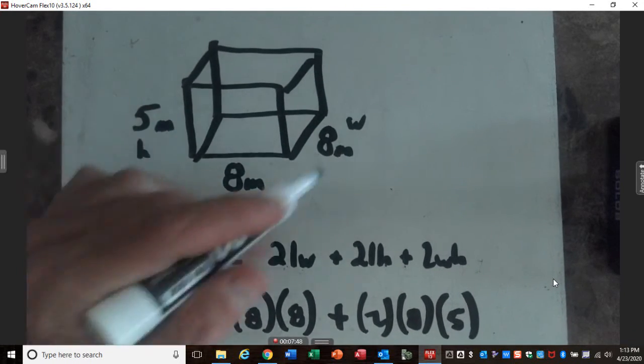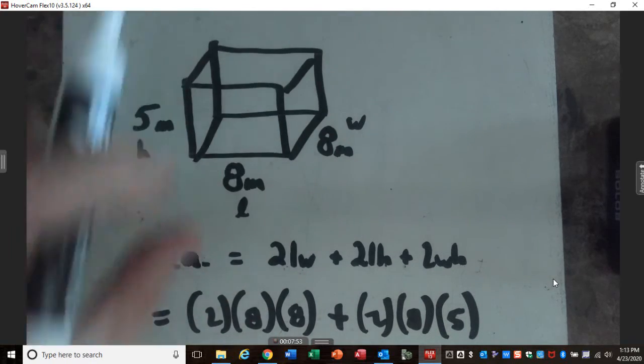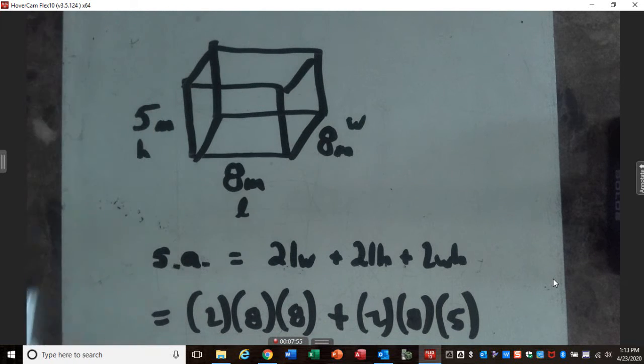So we took this little box here, and if we were to fill the outside, surface area is the outside, by the way. Volume is the inside. Surface area is the outside.